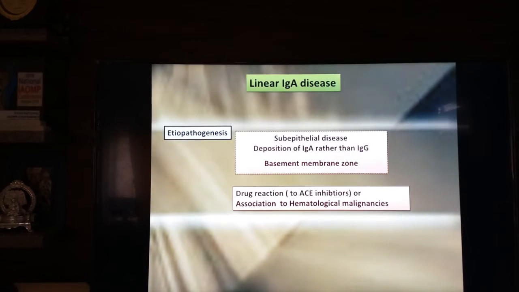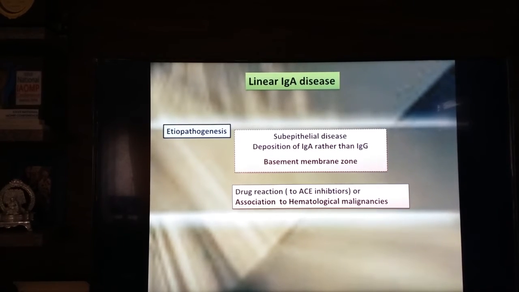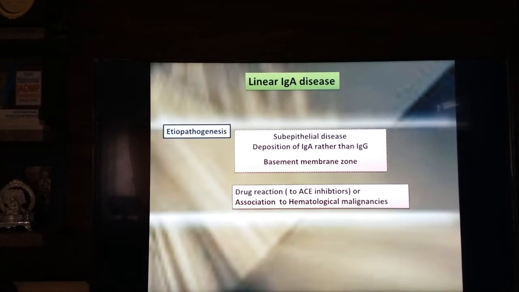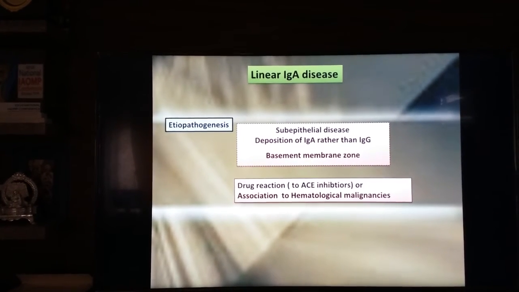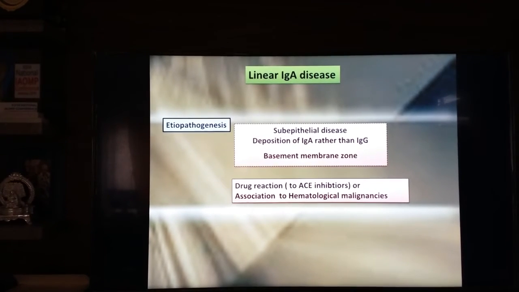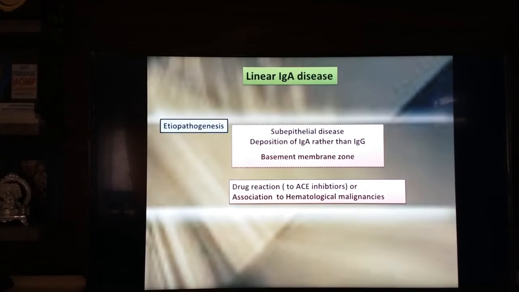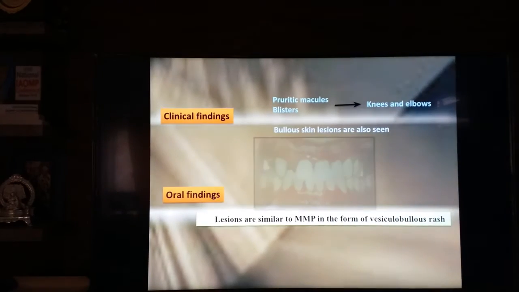Well, the third and the last one which I would like to talk to you about is linear IgA disease, which is another condition characterized by irritation to the gastric mucosa or the duodenum, which is associated with gluten, and such a situation can occur even in the oral cavity. It is associated with subepithelial disease where deposition of IgA rather than IgG occurs at the basement membrane zone. This may be associated with drug reaction also, or with hematological malignancies.